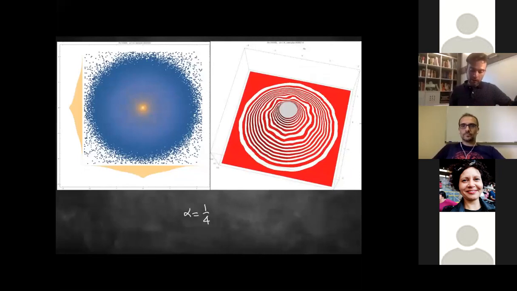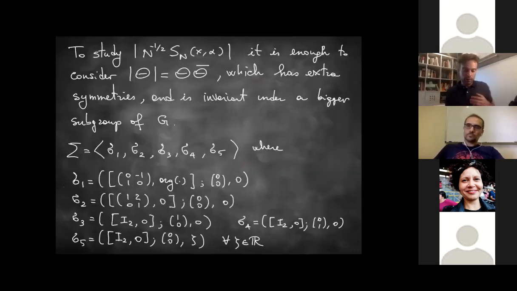Here is another example with alpha equal 1/4, where again it looks very symmetric, but there is actually some kind of octagon symmetry going on here, which is very interesting. And again, we can study this limiting random variable somewhat explicitly because of two things: we know what the sampling measure is, the one I described, and we know what the Jacobi theta function looks like, which is more complicated to describe, and I'm not going to go into it.